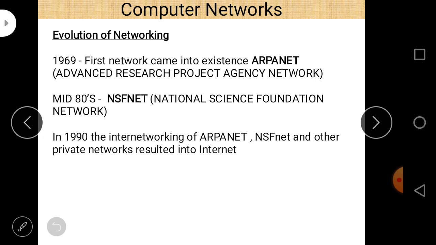Internet actually is a collection of different types of networks. So we can also say that it is a network of networks. Its foundation was given by ARPANET in 1969. Full form is Advanced Research Project Agency Network.